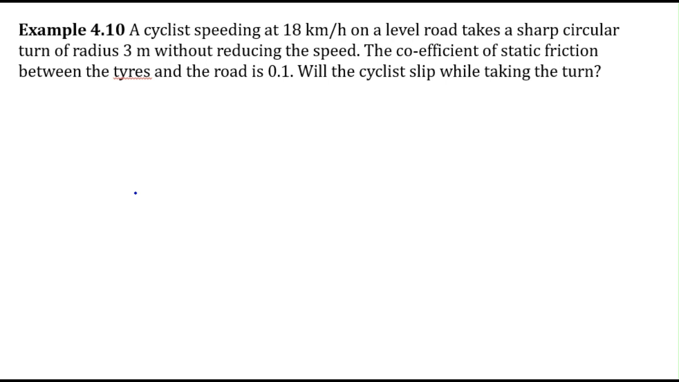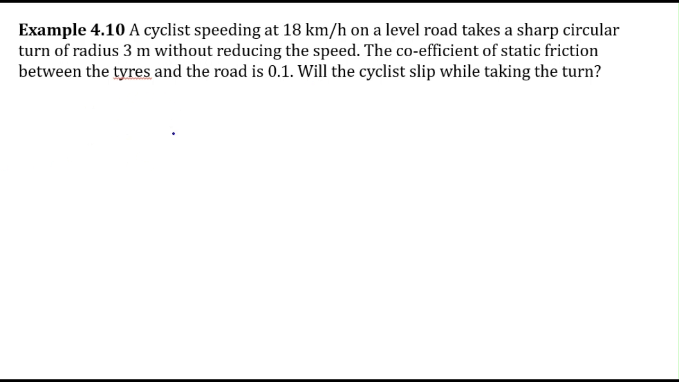A cyclist speeding at 18 km per hour on a level road takes a sharp circular turn of radius 3 meter without reducing the speed. Here the speed of the cyclist is given, the turning radius is given, and the coefficient of static friction between the tires and the road is also given. Now we have to find out whether this cyclist is going to slip or make the turn successfully. So let's check what is going to happen here.